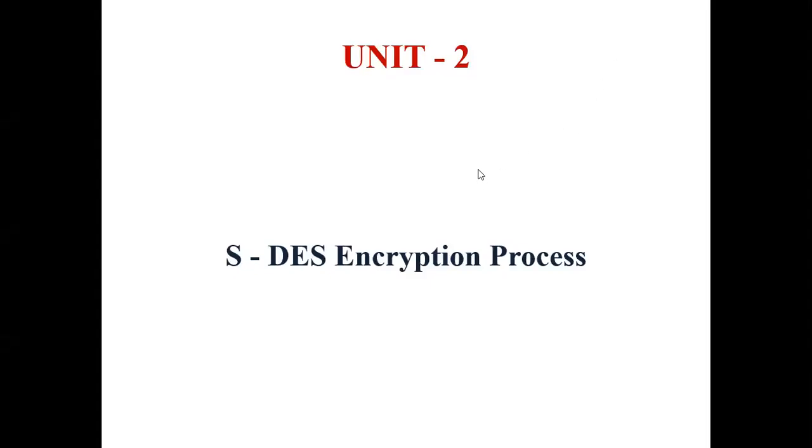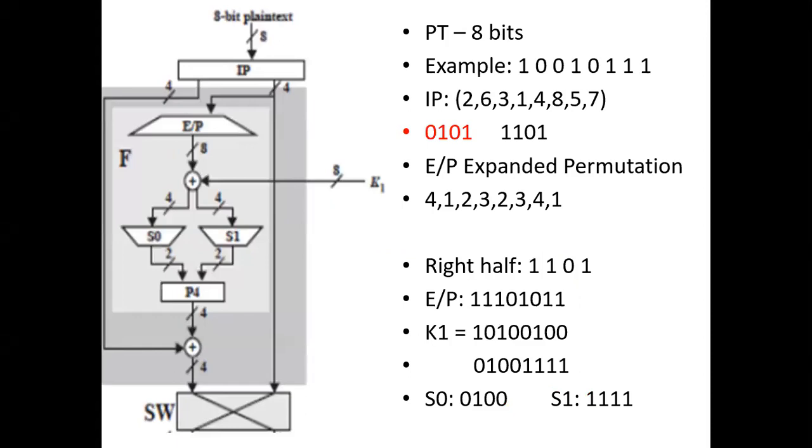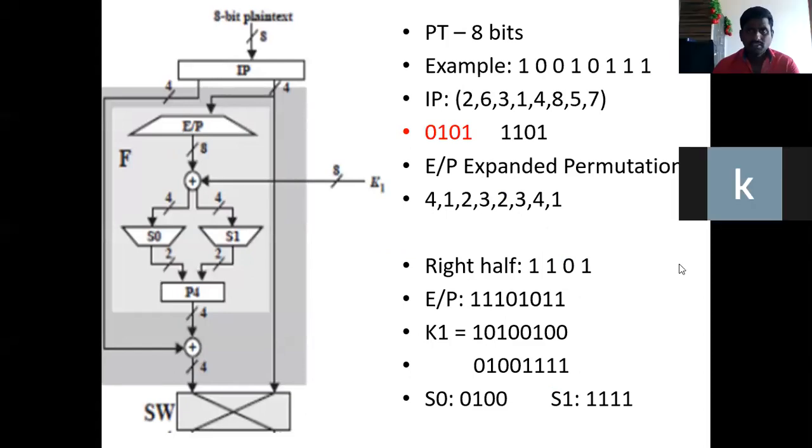Okay, so today we will discuss the S-DES encryption process in Unit 2. Observe this diagram. In the encryption process for S-DES, we take 8-bit plain text and convert it into 8-bit ciphertext. Let us see the process in a step-by-step fashion.